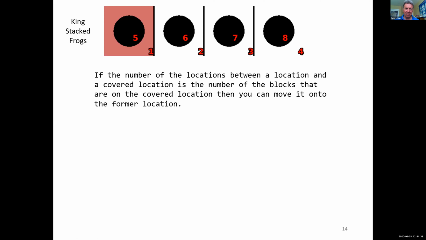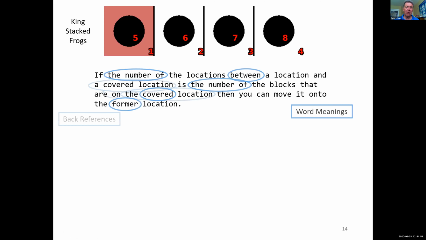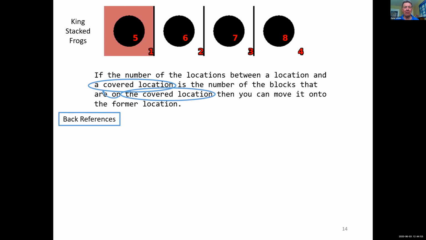So what kind of issues do we have to deal with? First of all, there are words that haven't been in our development set before, like number of and between and covered. So we need to make sure we add those things to the grammar. We also have several of these back references in this sentence. The covered location refers back to a covered location. It refers back to these blocks we're talking about. And at the very end, the former location refers all the way back to this location. So this is kind of complicated.